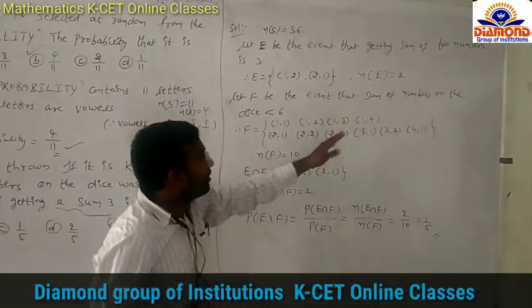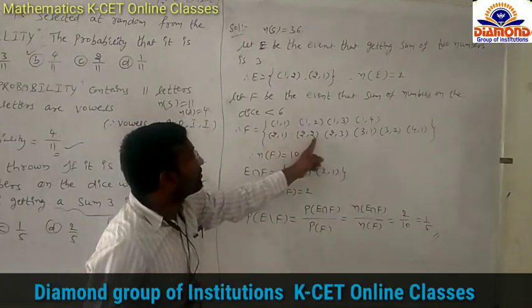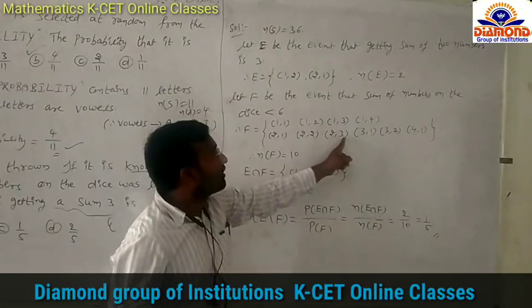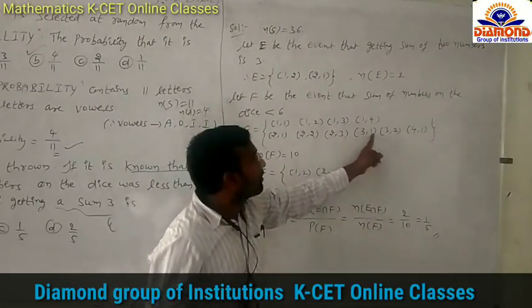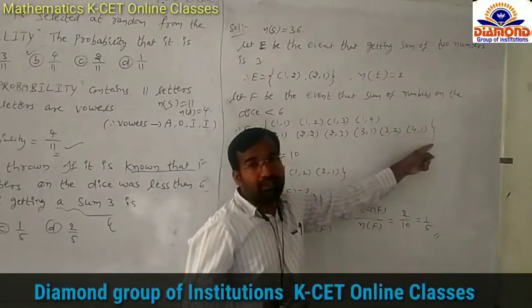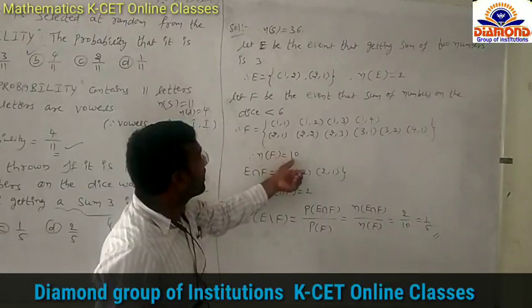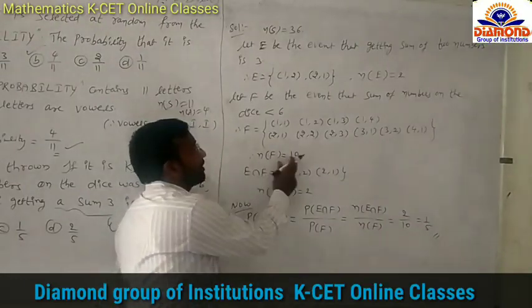So next go for 2,1: sum is 3. 2,2: sum is 4. 2,3: sum is 5. 3,1: sum is 4. 3,2: sum is 5. 4,1: sum is 5. All are less than 6. How many came? Total 10 came. So N of F equal to 10.